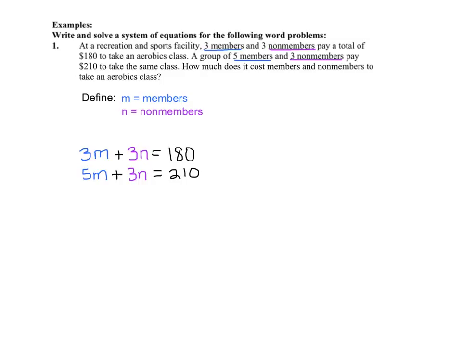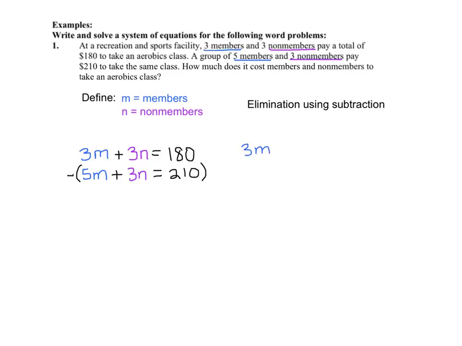Now I have to figure out what is the best method for this system. And what you notice here is you have the same coefficient and the same variable. So you want to use the elimination method with subtraction. So let's do that. We want to put our negative in front, and we're going to rewrite the top.